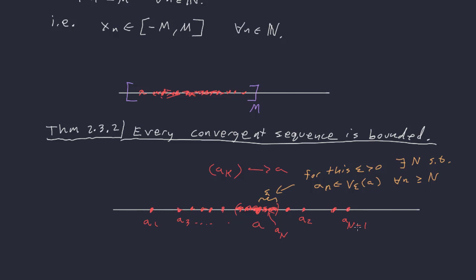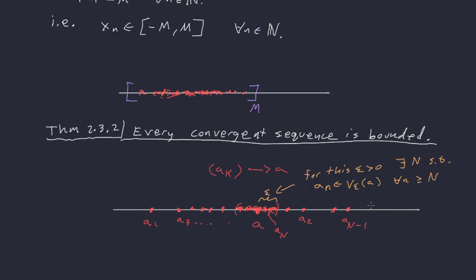since there's only a finite number of things outside of this little interval, and then every other term of this sequence is inside of this little interval, it's hopefully not too hard to see that this has to be a bounded sequence, right? If it's converging, everything is within this little epsilon neighborhood, and only a finite number of things are outside of this epsilon neighborhood.